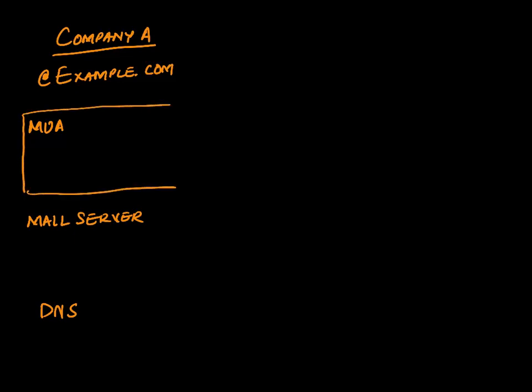MUA is one component of the mail infrastructure. Second component is mail server. Third component is DNS server. So coming back to mail user agent, or MUA, it's commonly referred to as an email client. These email clients we use on a regular basis to manage our emails as end users. Company A's users are using somewhat Microsoft Outlook or Thunderbird, depending upon the IT policy of company A. But these are email clients they use to compose, send, or receive emails.